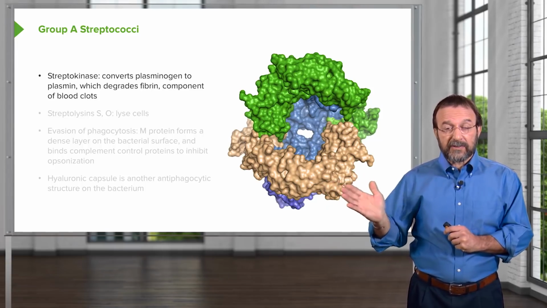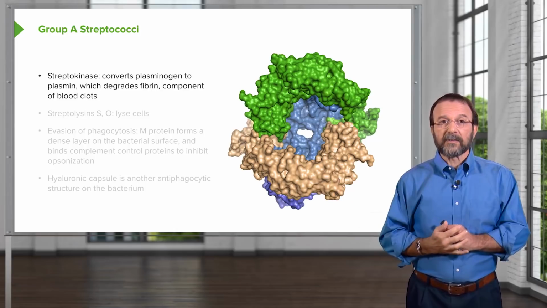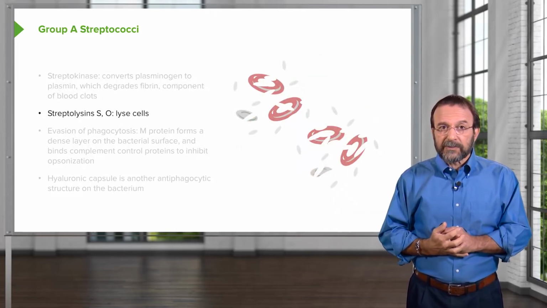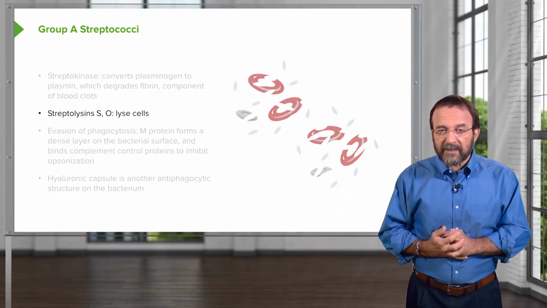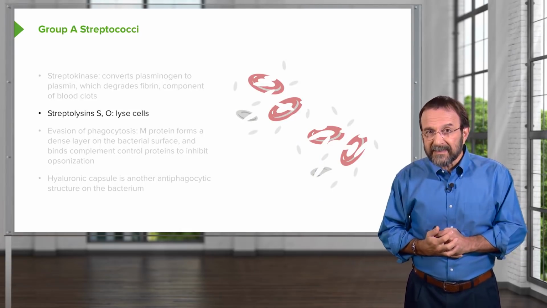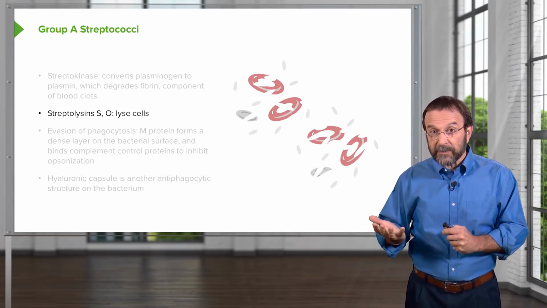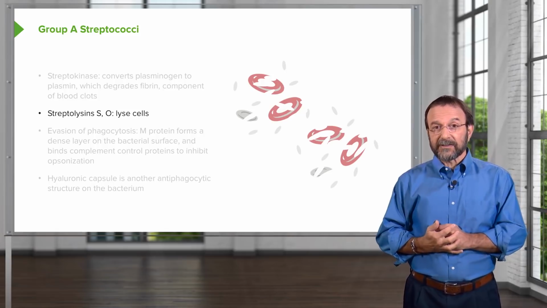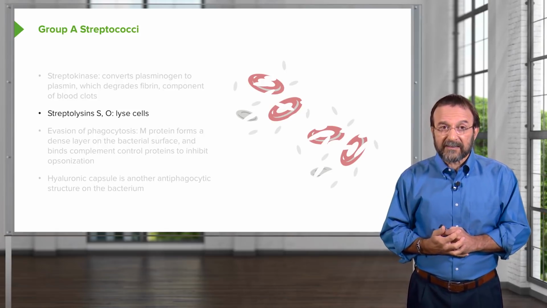So this is another strategy that the bacteria have to move around the body. The bacteria also produce streptolysins, two different kinds, S and O. These lyse cells of various sorts, including immune cells that are trying to get rid of the bacteria. So you can see the value of that for the bacteria.